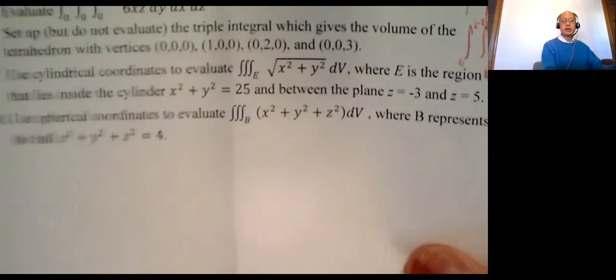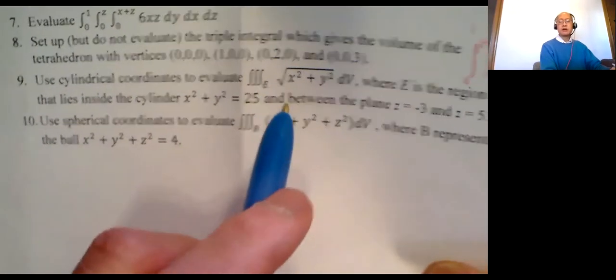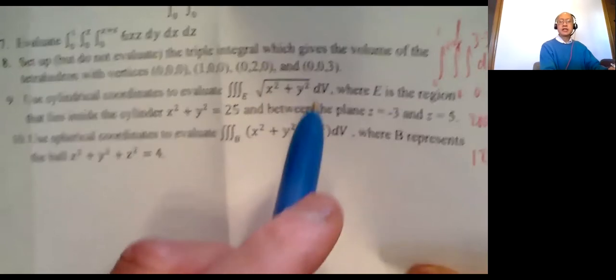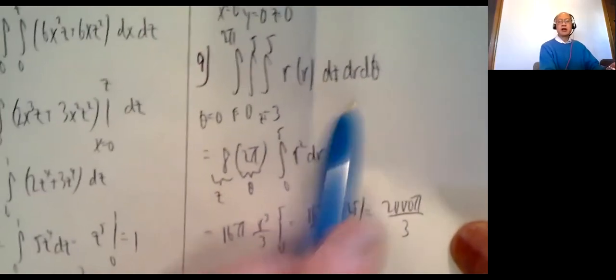Number 9, cylindrical coordinates. x squared plus y squared is r squared, whose square root is r. And then r dz dr d theta after that. So r times r dz dr d theta.